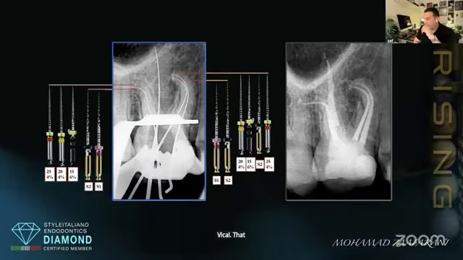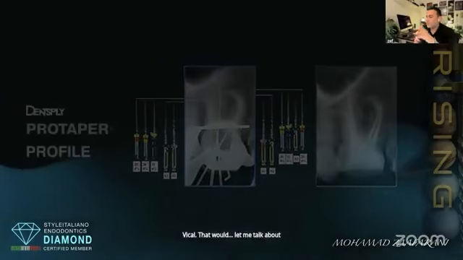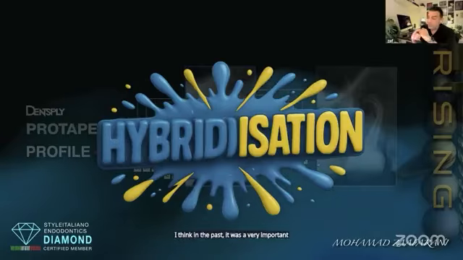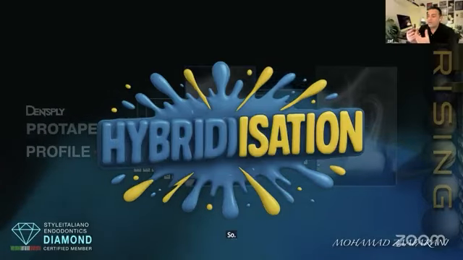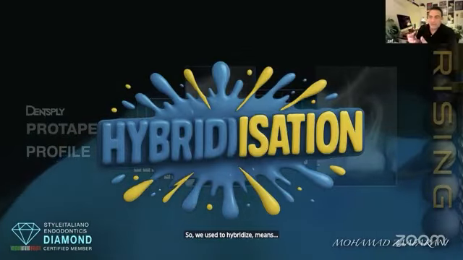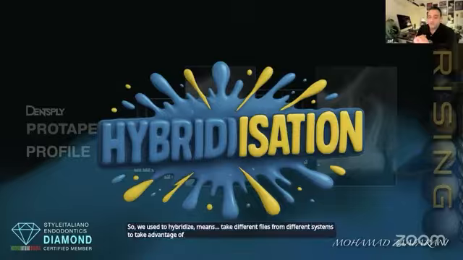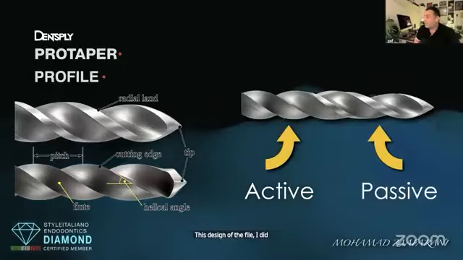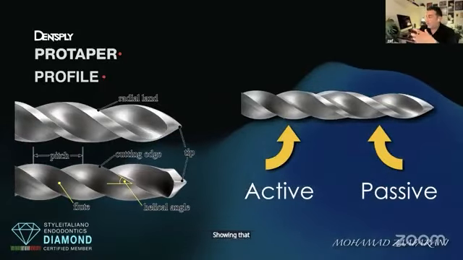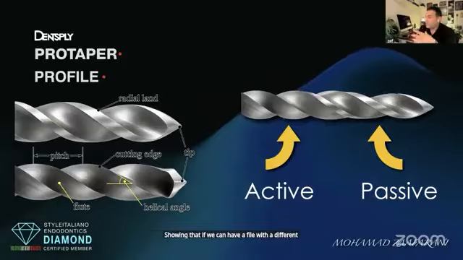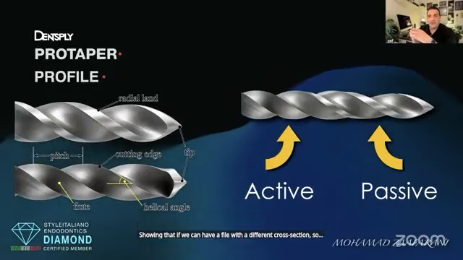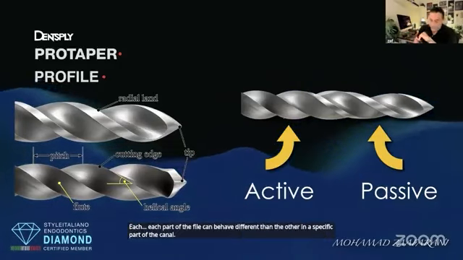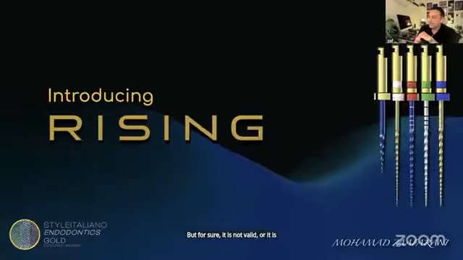That lets me talk about hybridization, which I think in the past was a very important part of endodontist practice. We used to hybridize, meaning take different files from different systems to get the advantage of each one in specific situations. This design of a file, which I made a long time ago, showed that we can have a file with different cross sections, so each part of the file behaves differently in a specific part of the canal. But for sure it is not available now.